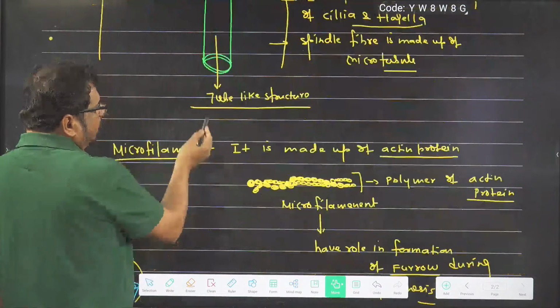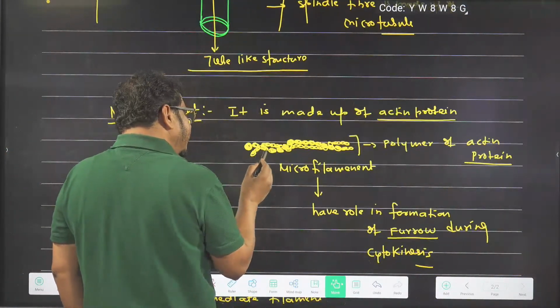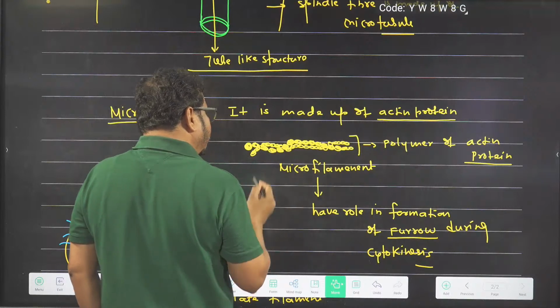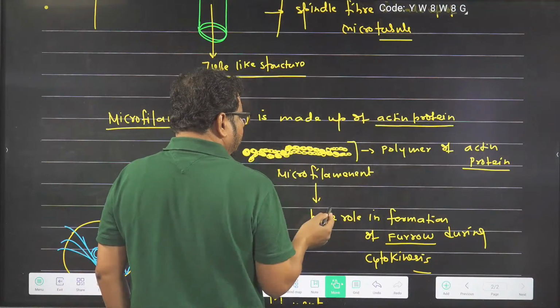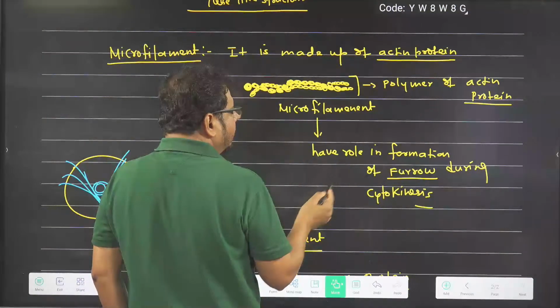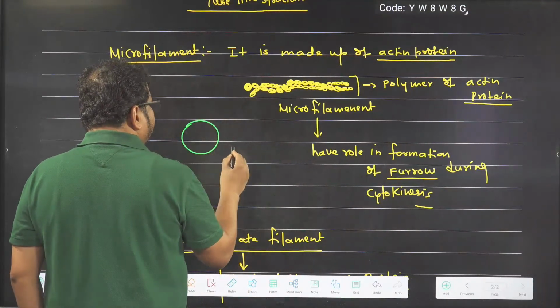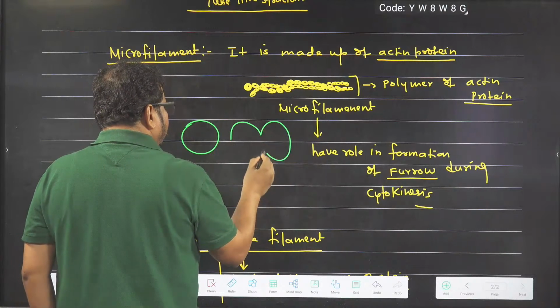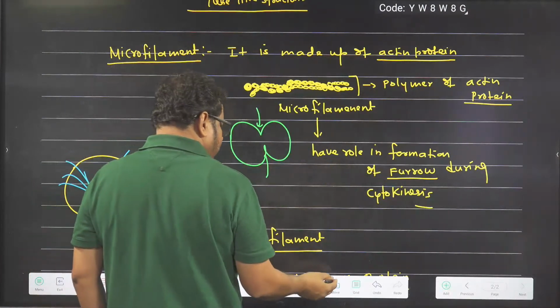Then I wrote about microfilament. I told you it is made up of actin protein. Many actin proteins make a polymer. Got the idea? They are going to make which one? A microfilament. These microfilaments have a role when a cell divides: a furrow formation occurs. It is called a furrow. So they have a role in the formation of the furrow during cell division.